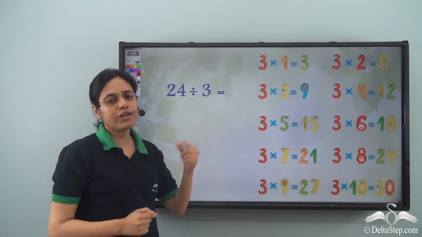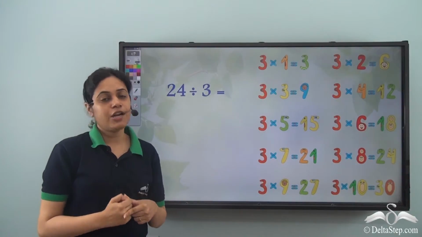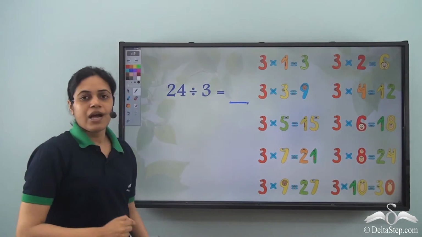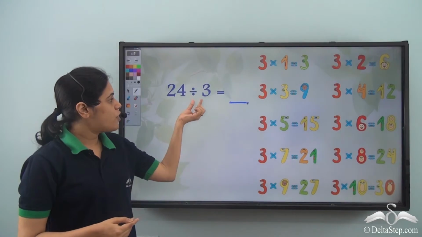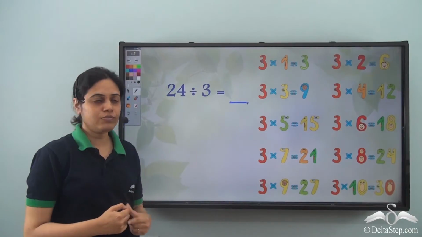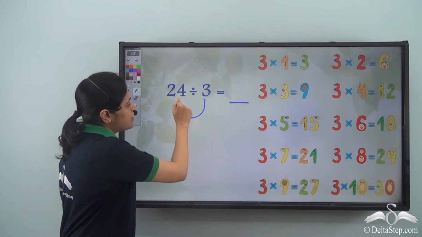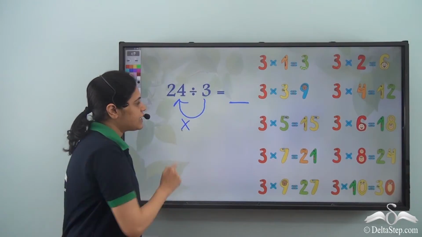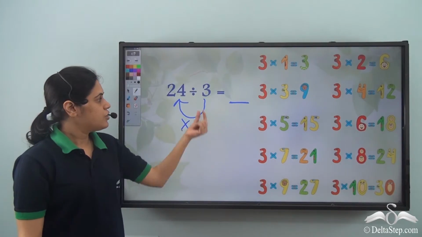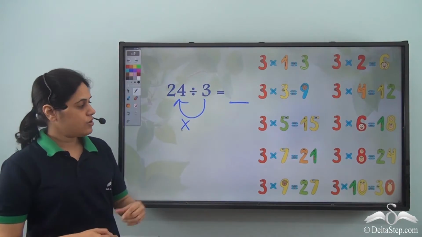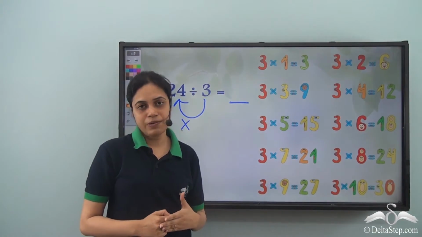What is 24 divided by 3? Now for this, to find this answer, I need to see what should be multiplied by 3 to get 24. That is, if I want to reach 24, what should I multiply 3 with? So what should be multiplied by 3 to get 24? I need to check 3's table.